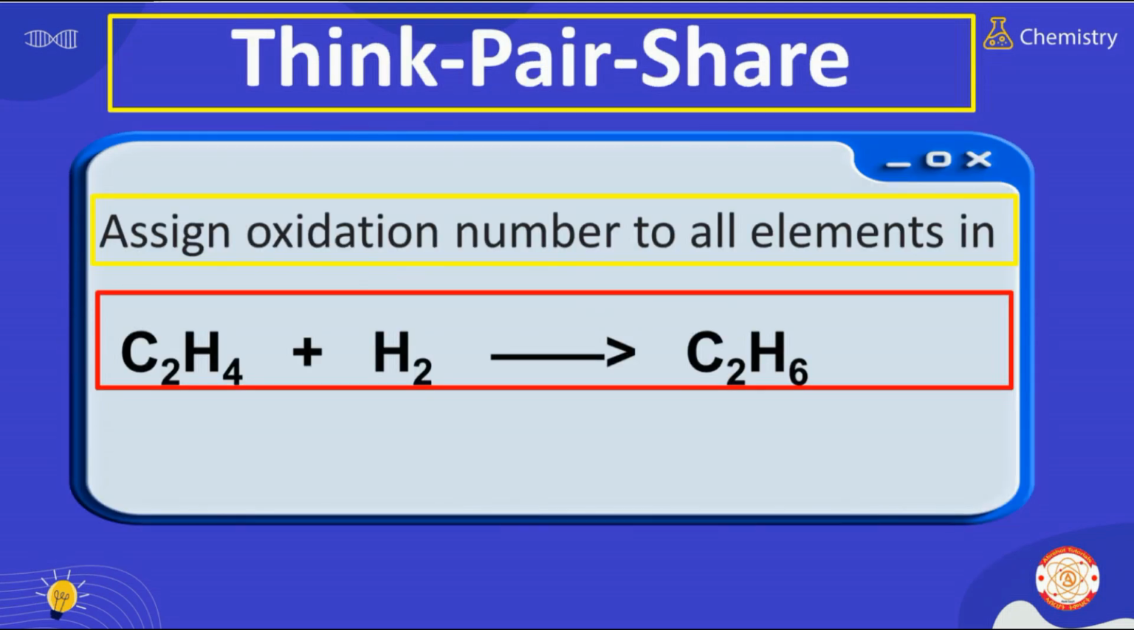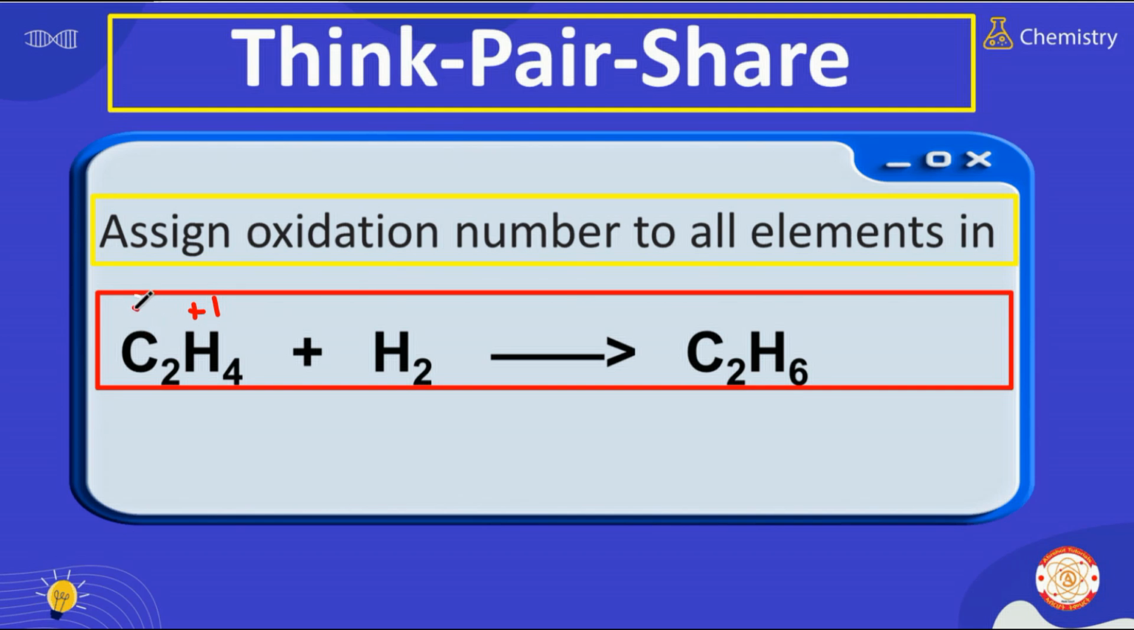So I'm going to show you how to assign oxidation numbers to all elements in this chemical equation. So let us start from hydrogen. What is the oxidation number of hydrogen in this case? Because it is bonded to carbon, its oxidation number is +1.